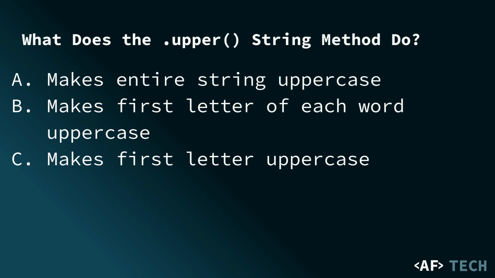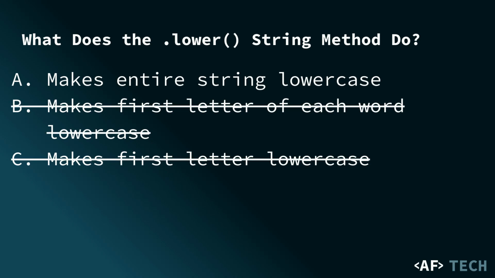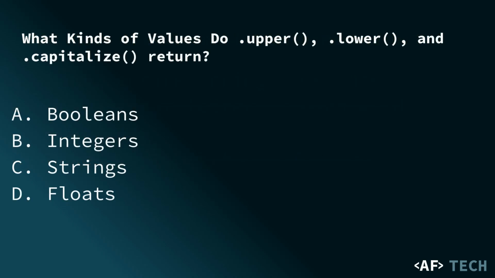What does the dot upper string method do? Does it make the entire string uppercase? Does it make the first letter of each word uppercase? Or does it make the first letter in the entire string uppercase? It makes the entire string uppercase. Same for lower here. Does it make it all lower? Does it make every first letter lower? Or does it make the string's first letter lowercase? It makes the entire string lowercase.